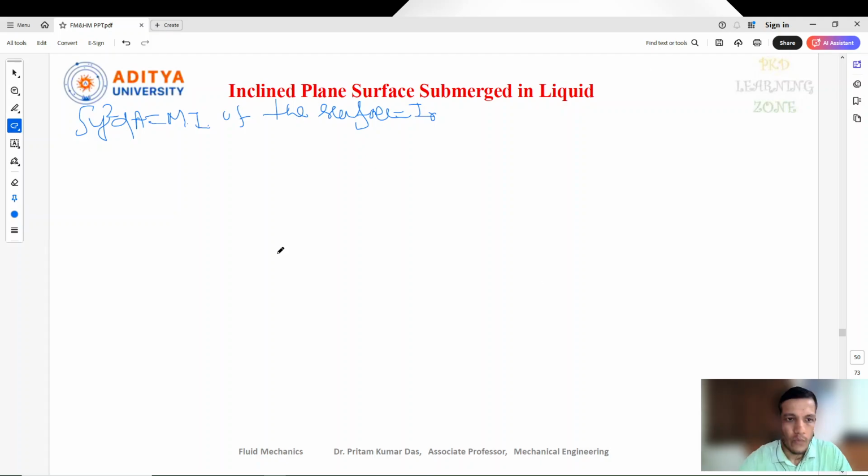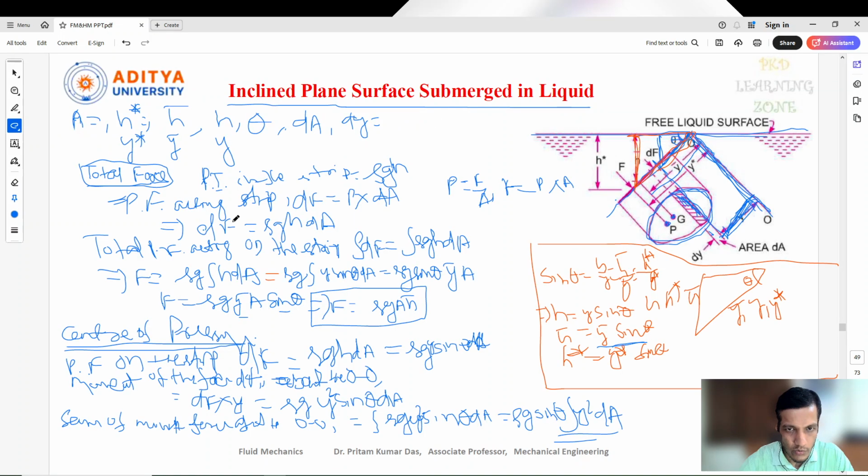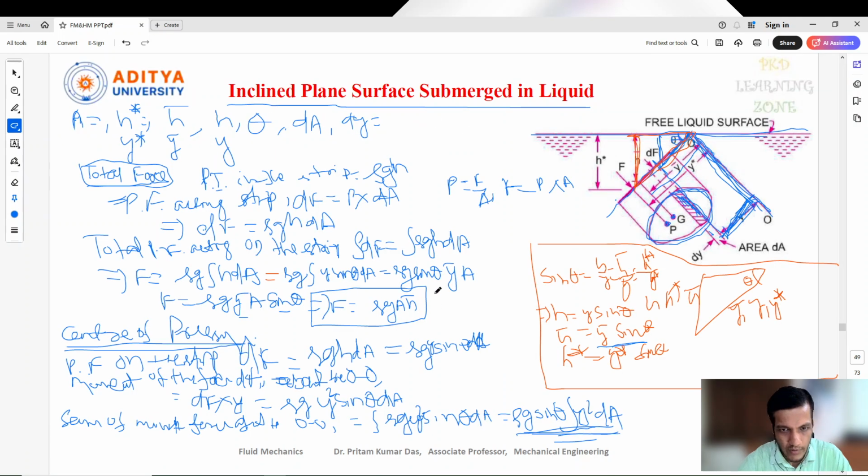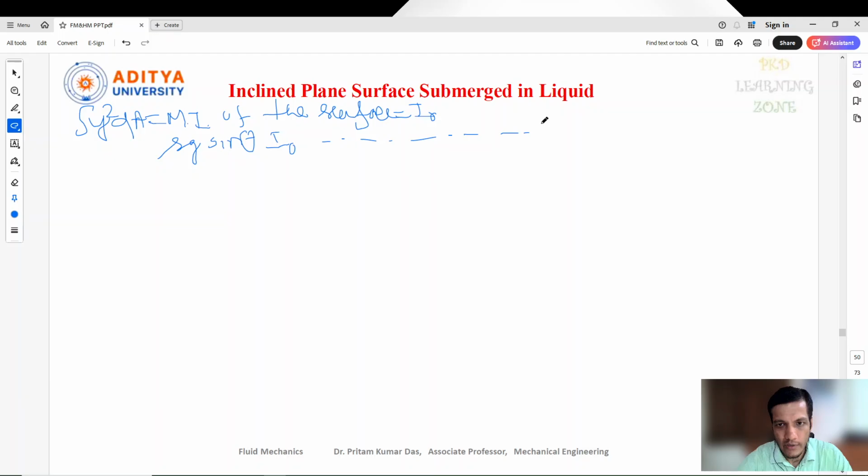So now what I can write here, actually let's go to the previous slide. Yeah, so this was the sum of moment of force along the axis. So what we got: rho g sine theta I naught. This one we can give as an equation. Previously, this one is equation 1, this is equation 2, and this one equation 3.